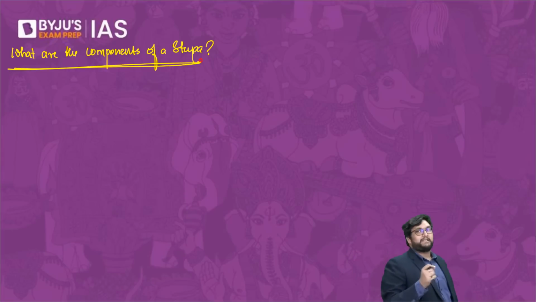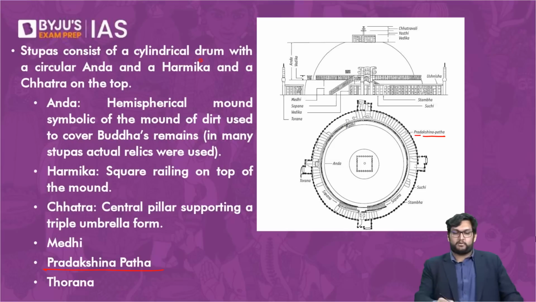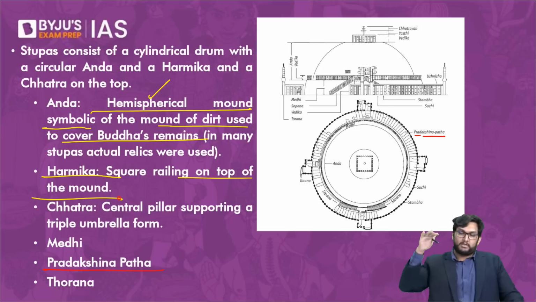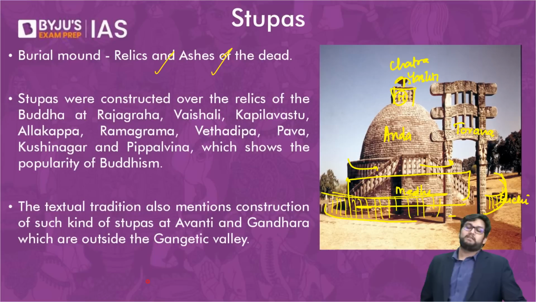In this, you would have to make a stupa whilst explaining each and every part of it. The explanation part is given here, as I already told you. Anda is hemispherical mount, symbolic of Buddha itself. Harmika is the top mount. This box is called Harmika. This is out of Upinder Singh. Chhatra is the central structure. Medhi is the base. Pradakshin Path is the path going around. Torana is the gateway. This is standard. In this, it will be expected that you make this diagram.